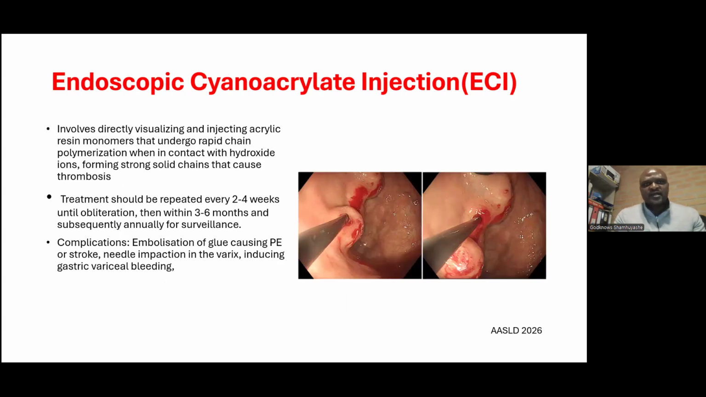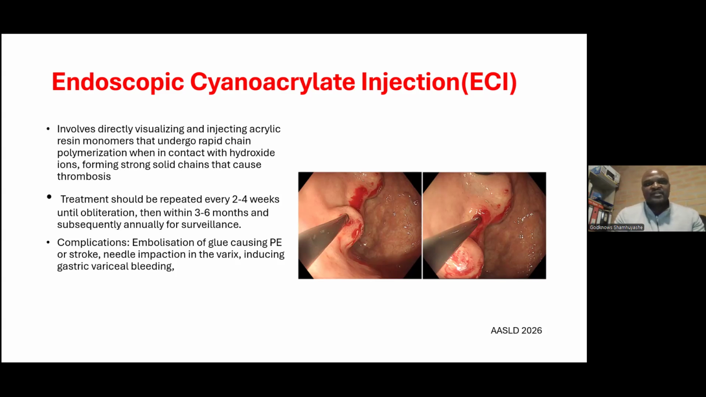So with endoscopic cyanoacrylate injection, it involves direct visualization and injecting of acrylic resin monomers that undergo rapid chain polymerization when in contact with hydroxide ions, and it forms a strong solid chain that causes thrombosis, and you might need to inject several times to achieve hemostasis. This treatment can be repeated every 2 to 4 weeks until there is obliteration of the varices, then within 3 to 6 months, and subsequently you need to do annual surveillance.